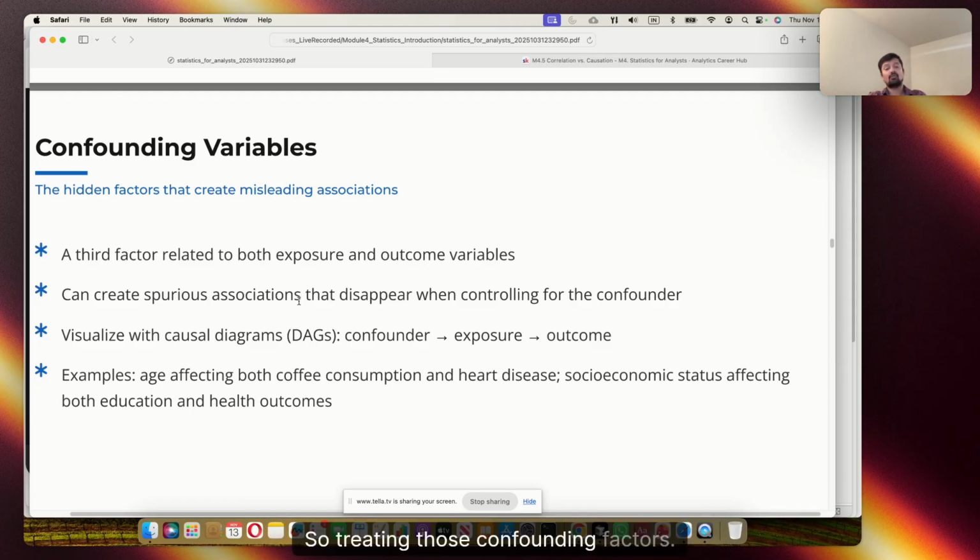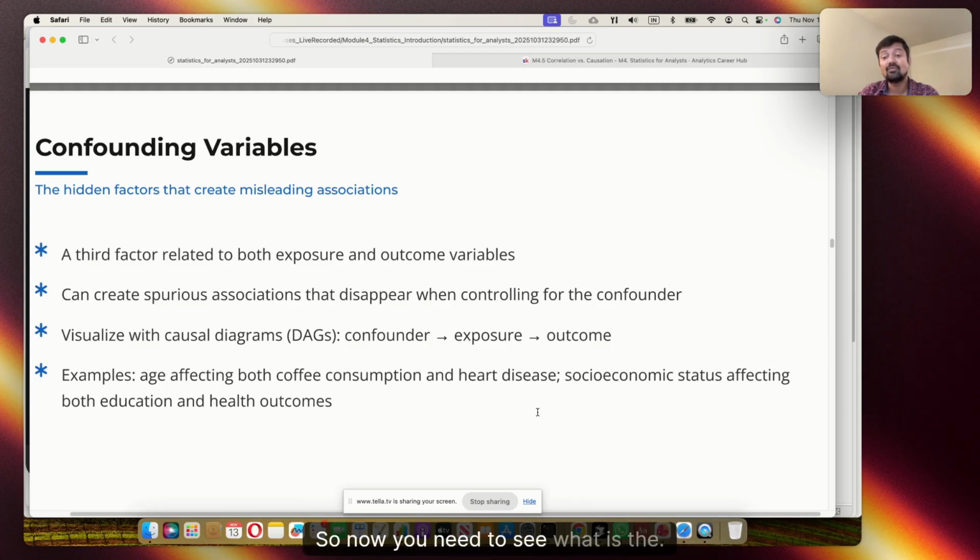So identifying and treating those confounding factors is very, very important. You need to visualize the causal diagram: confounders, exposure, and outcome. Is there any effect of the confounder on the exposure and the outcome? If there is, remove the confounder and check the effect of the exposure directly on the outcome. For example, you see age affecting both coffee consumption and heart disease. Socioeconomic status affects both education and heart outcomes.